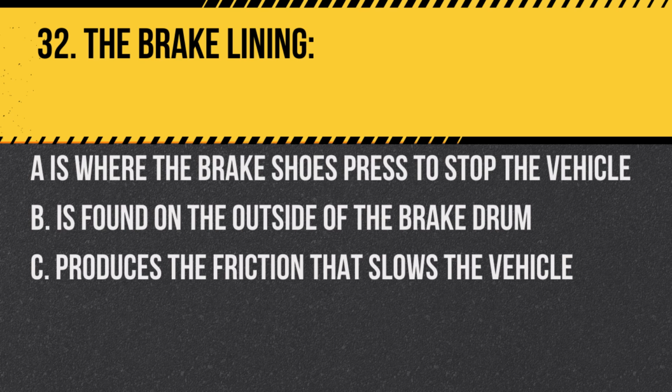Question 32. The brake lining. A. Is where the brake shoes press to stop the vehicle. B. Is found on the outside of the brake drum. C. Produces the friction that slows the vehicle. Answer. C. Produces the friction that slows the vehicle. It's the material on the brake shoe.